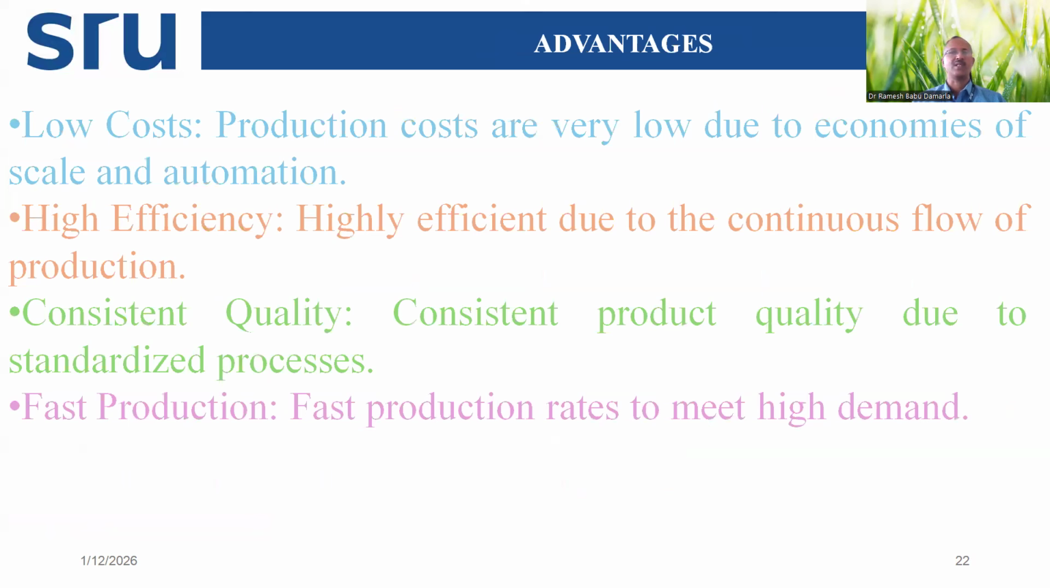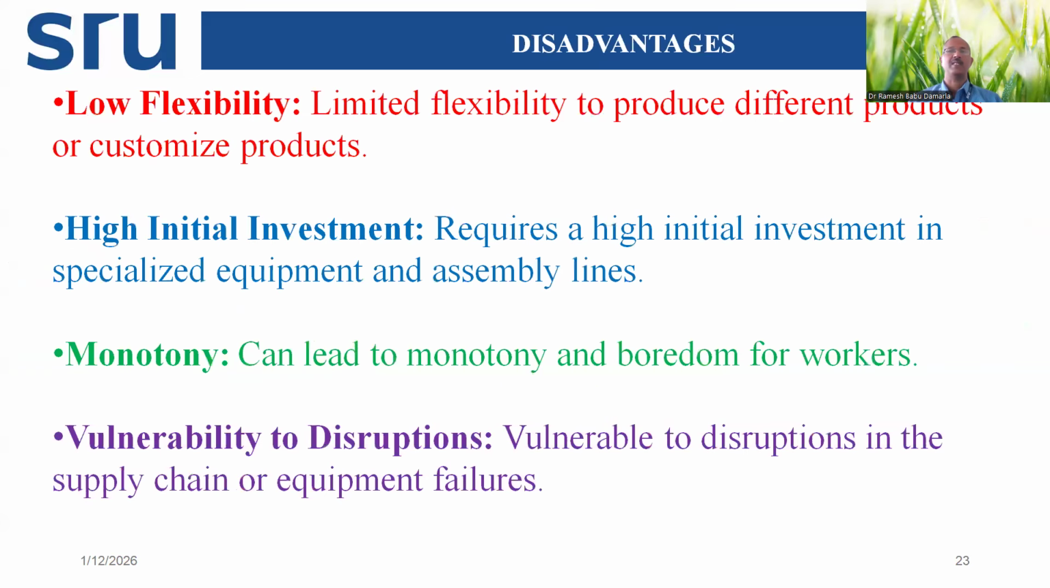Now let us see the benefits of such mass production facility. Generally, these are low in costs. The production costs are very low due to economies of scale and automation. Highly efficient due to continuous flow of production. And consistent quality is possible because of the standardized process. Plus, with the high capacity, high tech machinery arranged in a line layout or product layout, fast production rates are possible. So we can meet the market demand.